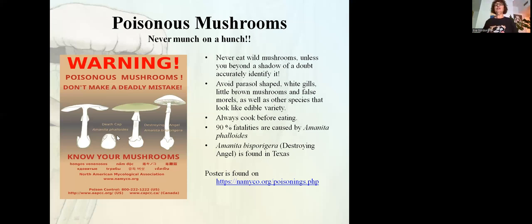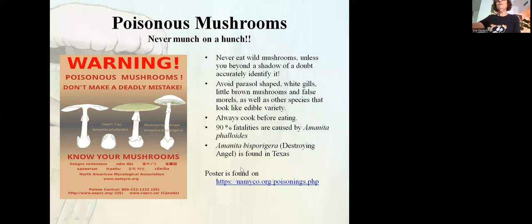Amanita bisporigera is found here in North Texas. Well, parts of Texas. So watch out for that one. It's the destroying angel. It's very poisonous, just like the other one. And in, I think it was the 50s or the 60s, a ranch family in San Antonio found these, ate them, and I think the entire family died of this poisoning. There was one member who survived who decided not to eat mushrooms for that one meal.